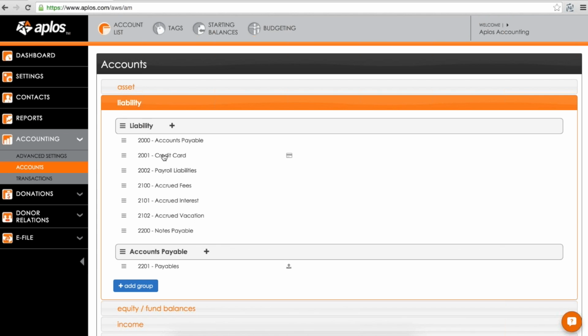So accrued fees or interest or vacation or accrued payroll taxes, that kind of thing, as well as long-term debt. If any of you are homeowners out there, you've most likely got a mortgage that you owe for your house, and that's more of a long-term debt. But all of that money that you owe somebody else is a liability.